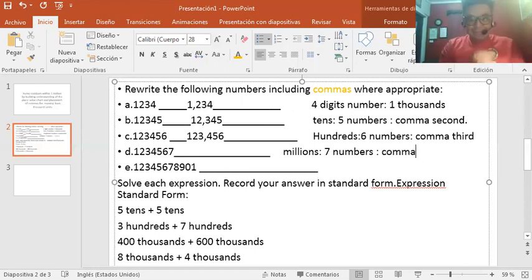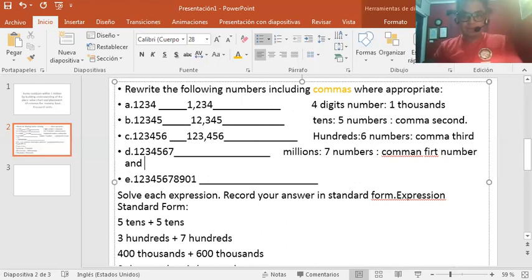When the million has 7 numbers, the million has 2 commas. One comma is in the first number, and the other one is in what? Where is the other one gonna be? The other one is gonna be in the number 4. There is gonna be the comma. Now, let's see.